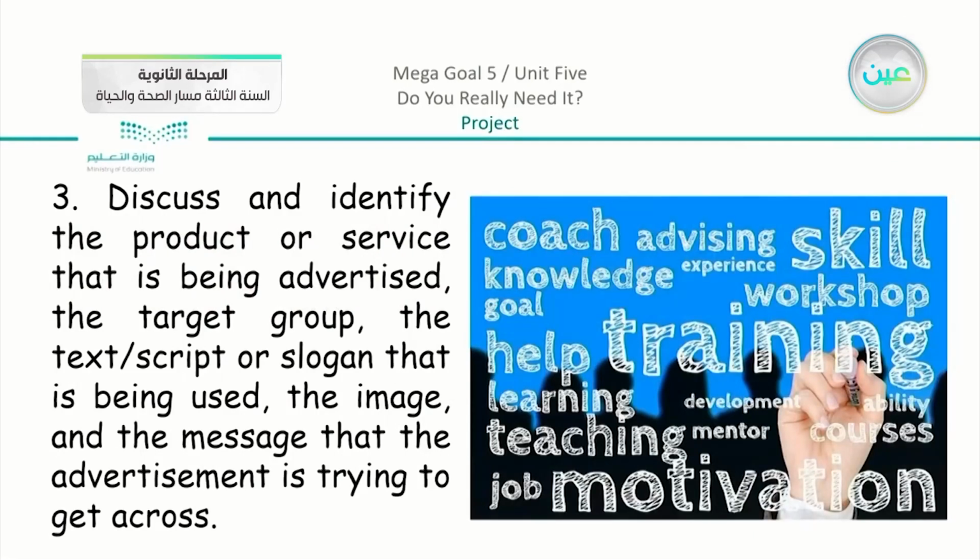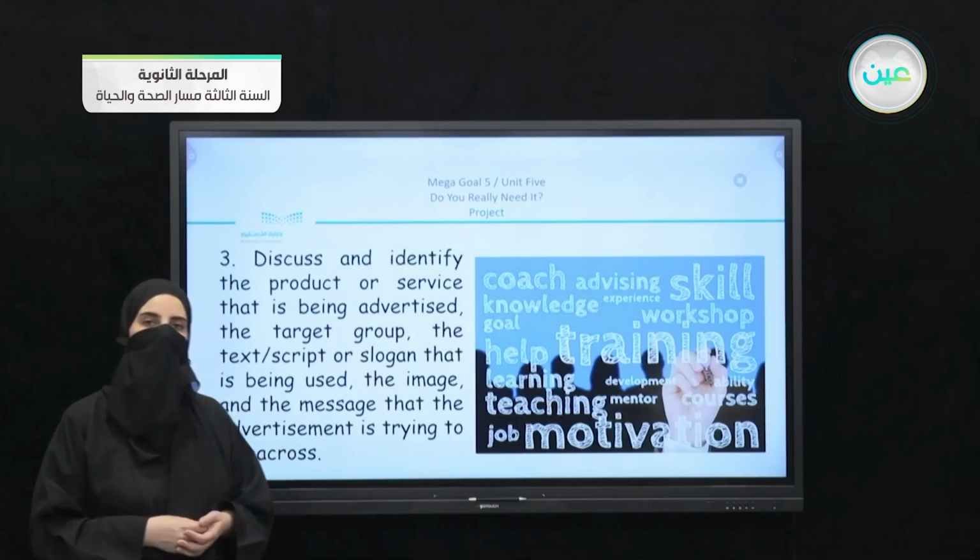Now here we can see number 3, discuss and identify the product or service that is being advertised. So we're going to take the same advertisement. For example, we have seen something on a billboard or maybe on TV or on social media. The first thing that we are going to do together is to discuss the advertisement and see the advantages and the disadvantages of this product. After that, the target group, the text, script or slogan that is being used. So we are going to see what are the different parts concerning this advertisement.